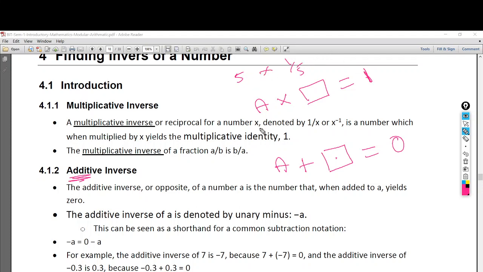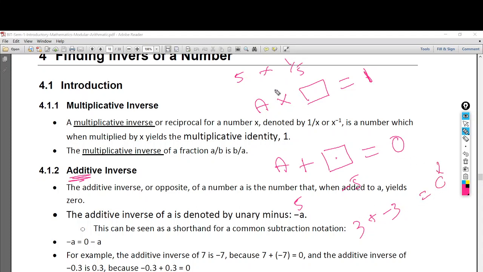Now if the number is 5, what is the additive inverse? Obviously it is going to be minus 5, because when you add 5 with minus 5, what you get is 0. So therefore the additive inverse is its negative value. For example, if it is 3, the additive inverse is minus 3, because when you add minus 3 with 3, you get the additive identity which is 0.